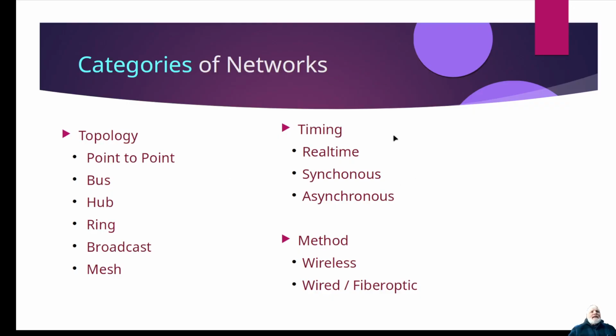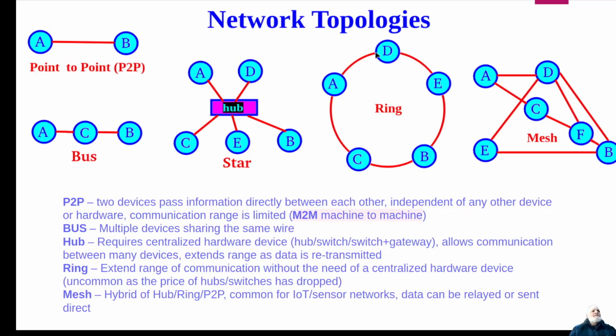So let's look at some different categories of networks here. We'll look at topology and then some timing and transmission methods. So for topologies, the first thing we could have is what we call the point-to-point. Point-to-point is very simple. It's not technically, I guess, a network at this stage. You're just connecting a wire up to another device, and you want to communicate with that.